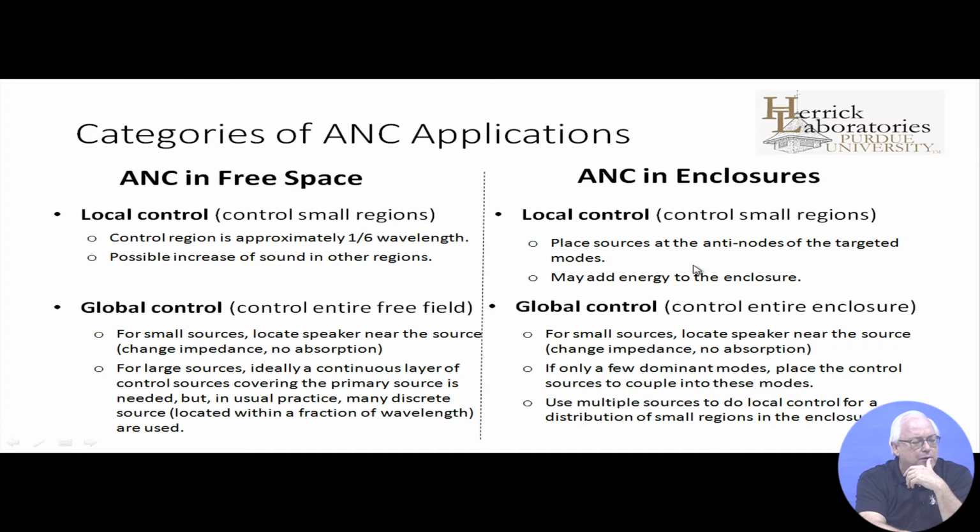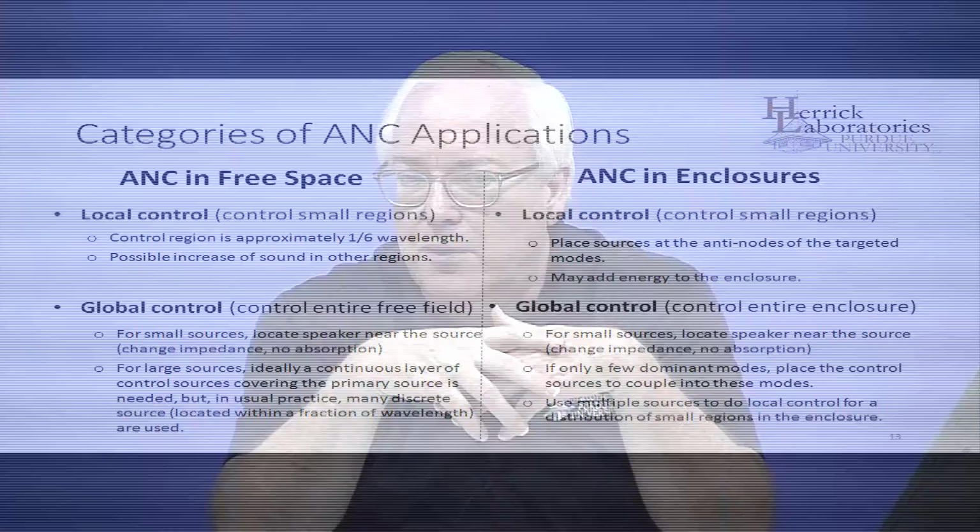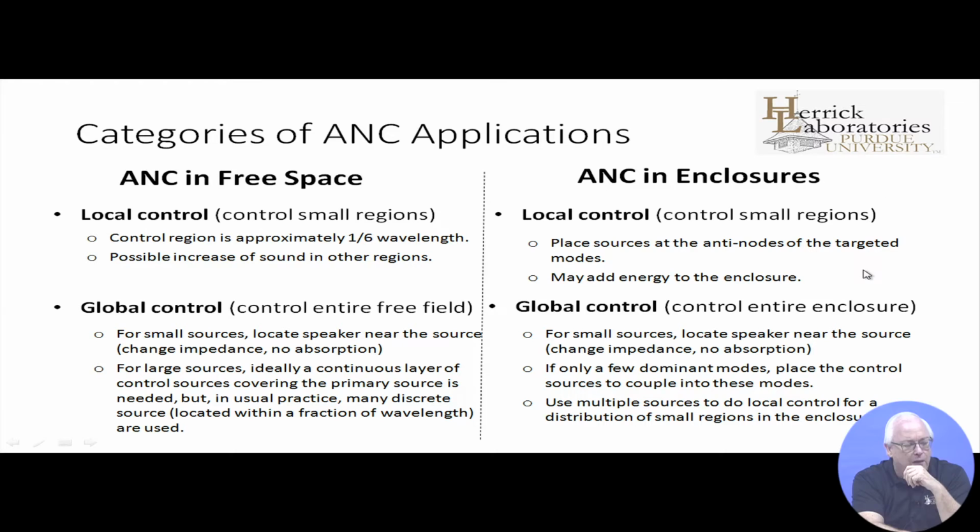In enclosures, again, if you put a secondary source very close to a primary source and run it out of phase, what you can do is, in a sense, unload the primary source so that although it's moving, it's looking into an impedance that's effectively zero, so that it does not radiate. And there are various ways of interpreting what's going on in that case. As far as global control goes, there are various schemes involved in doing that.